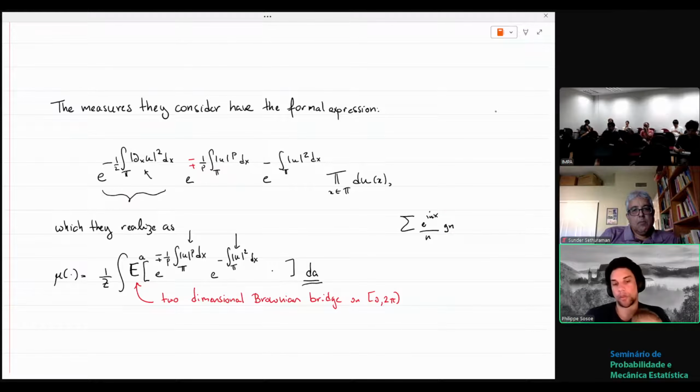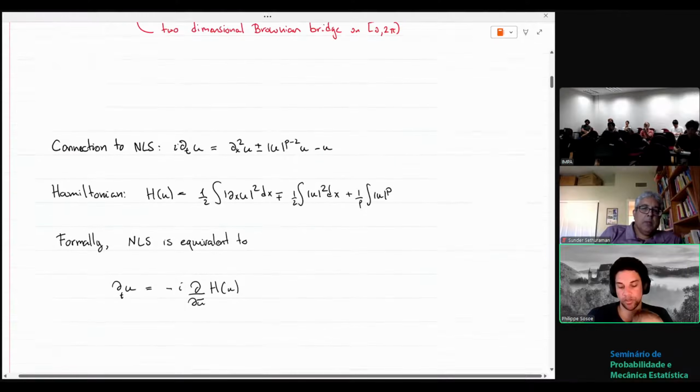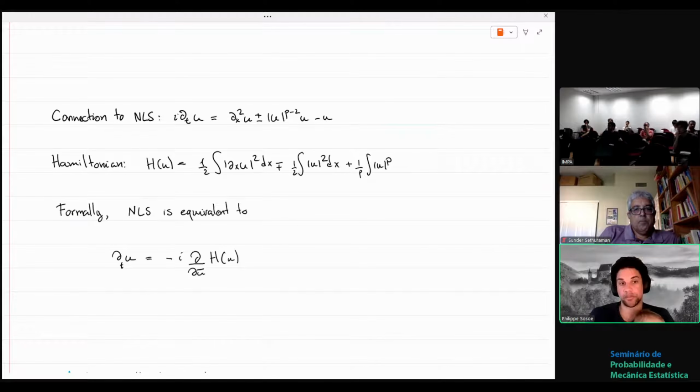Okay, so why are they interested in this? The reason they're interested in this is because this measure, they expected, for reasons that I'll explain immediately, that it would be invariant for NLS. So NLS is a deterministic dynamics.